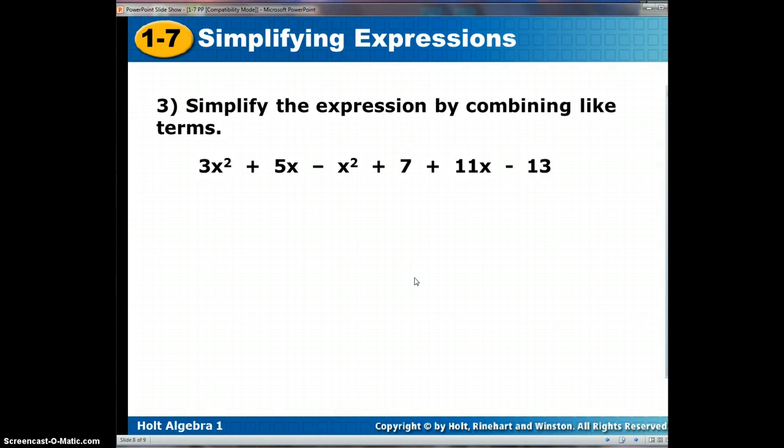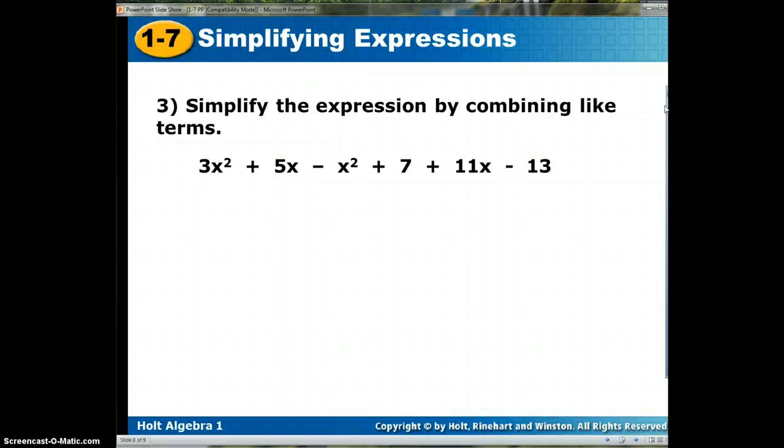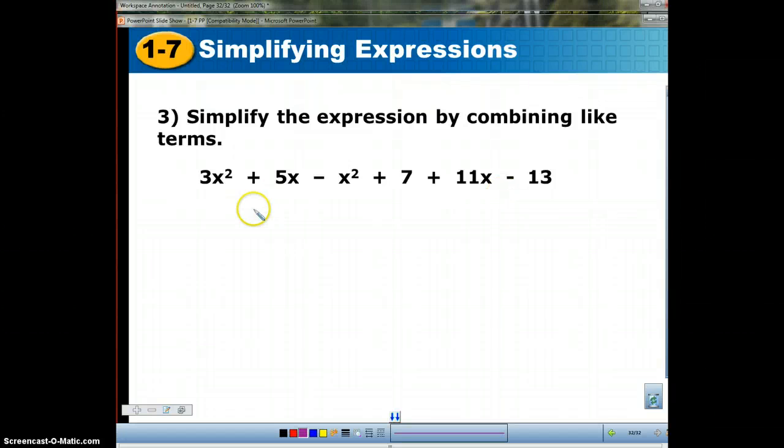Okay, looking at this, we need to simplify the expression by combining like terms. I'm going to get my pen tool over here. Well, let's back up a little bit. Okay, if I can get my pen tool to work. There we go. Okay, there's my pen.